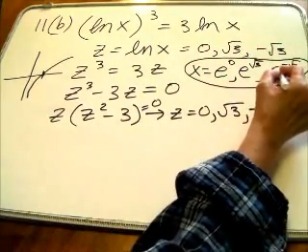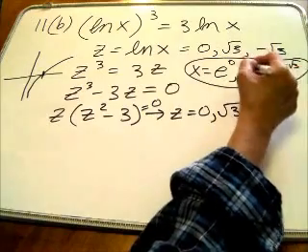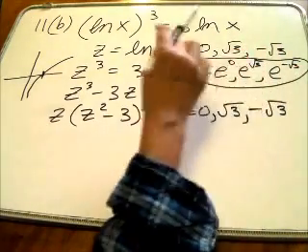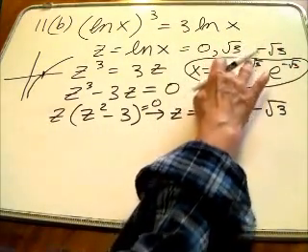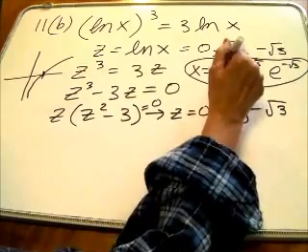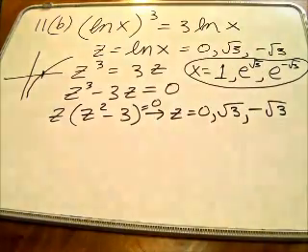This one means 1 over e to the root 3. So it's a reciprocal of this one. Oh, and this one's just 1. So I don't know why I would write e to the 0. That's kind of silly. Let's make that a 1.